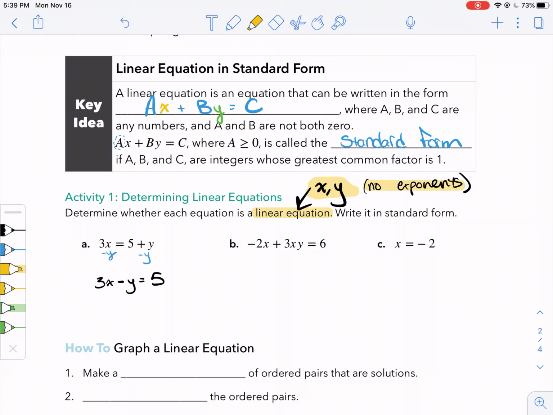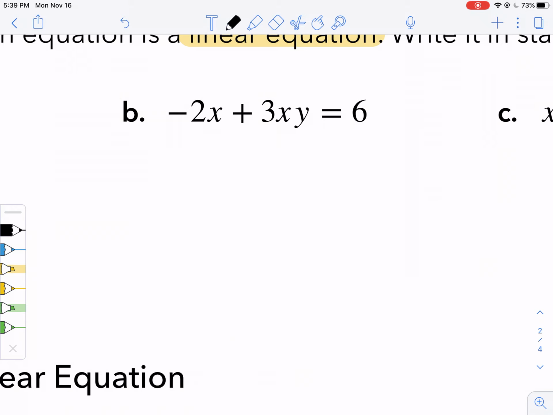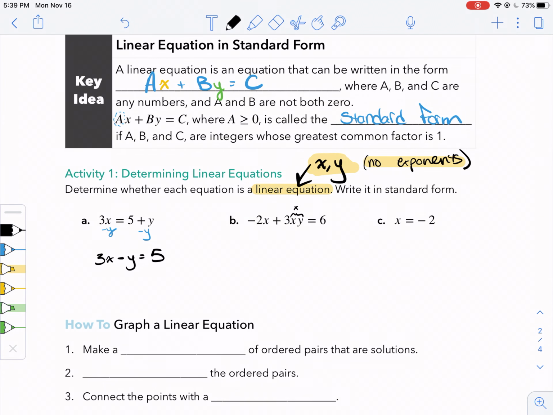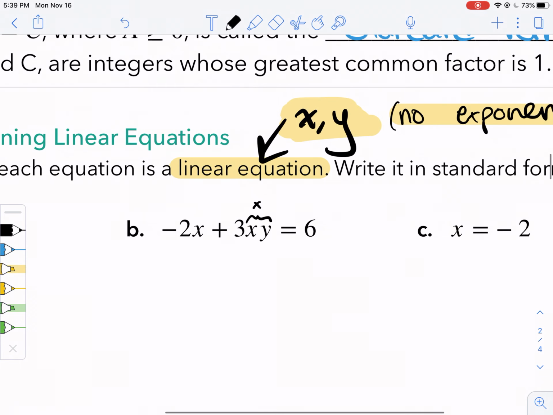So, let's look at B. Is this a linear equation? Well, we've got an x, we've got a y, but here we have x and y times each other. That's not okay. We need to have x and y added to each other, because my Notability froze. Okay, good. We need to have x and y added. They can't be multiplied. So no, this is not linear.